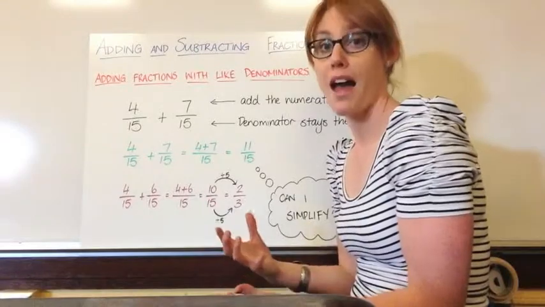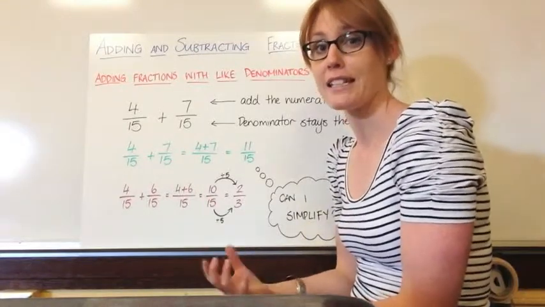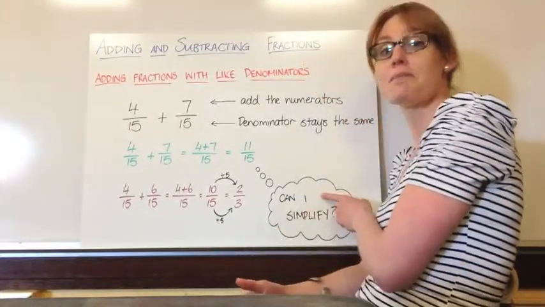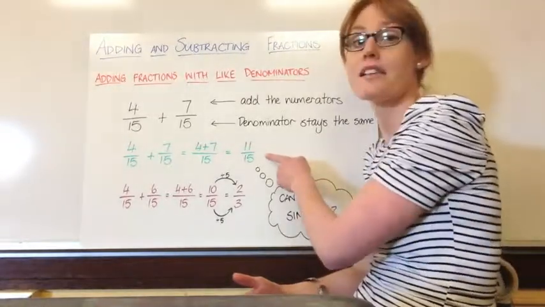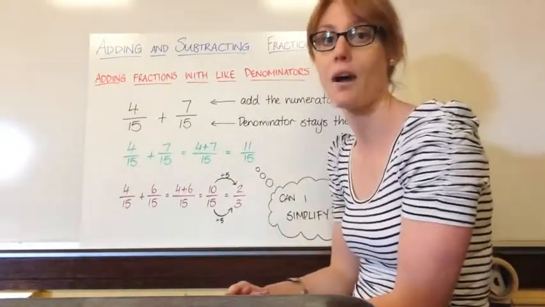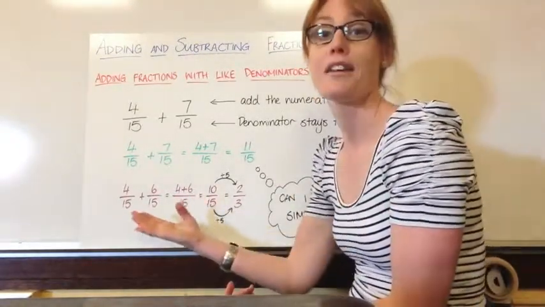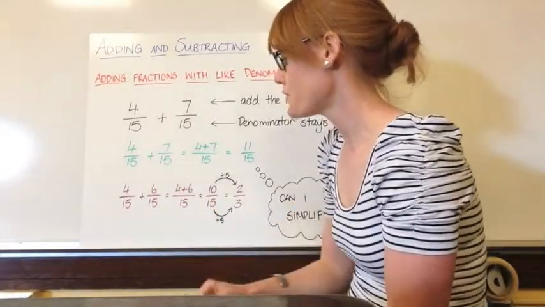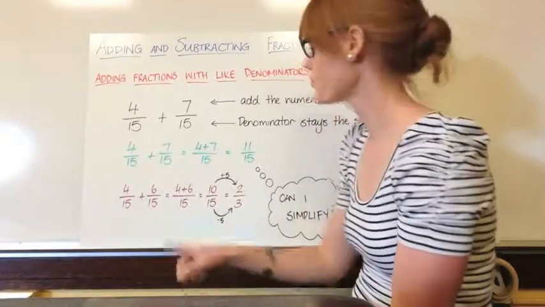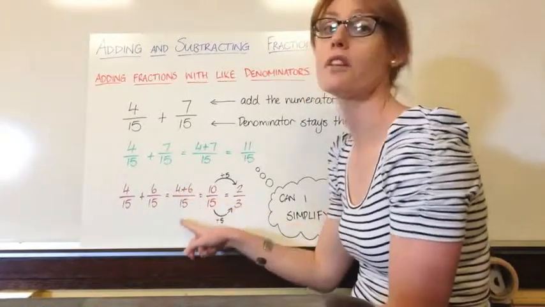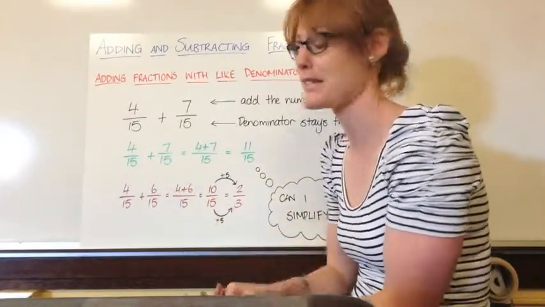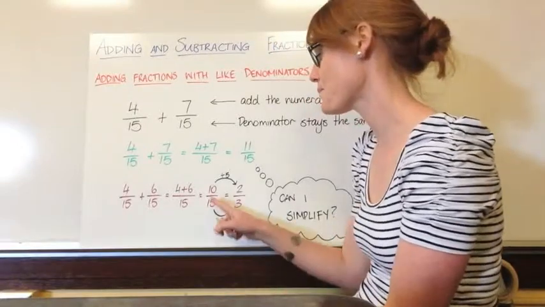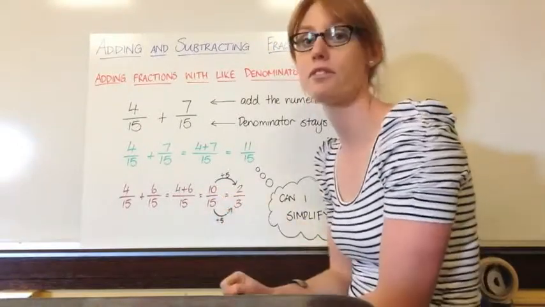Now, whenever I'm adding or dealing with fractions in general, I need to think about whether I can simplify. And in this case, I can't, but let's have a look at how it would look if I had an example of where I could simplify. So if I had 4/15 plus 6/15, it would be 4 plus 6 on 15. Notice the denominator stays the same and hasn't been added together, which would equal 10 on 15.